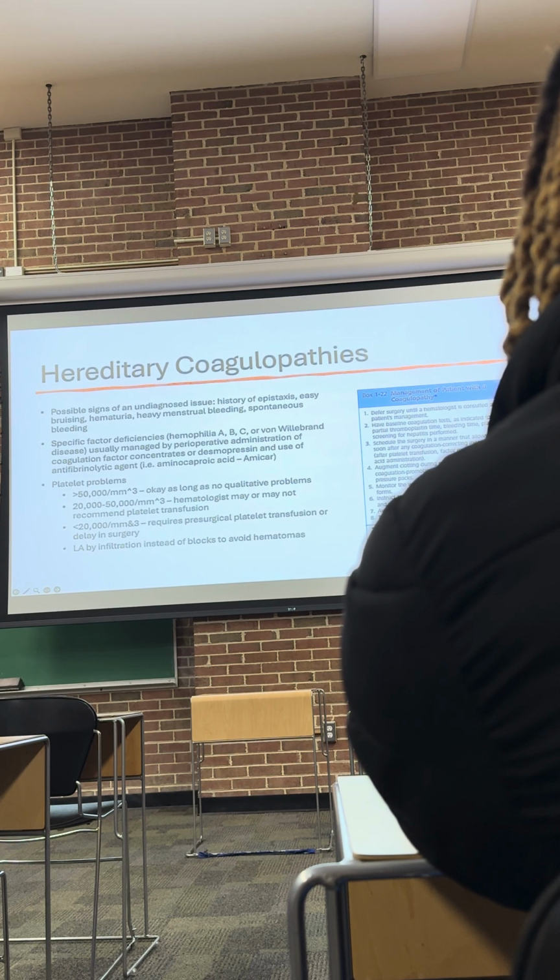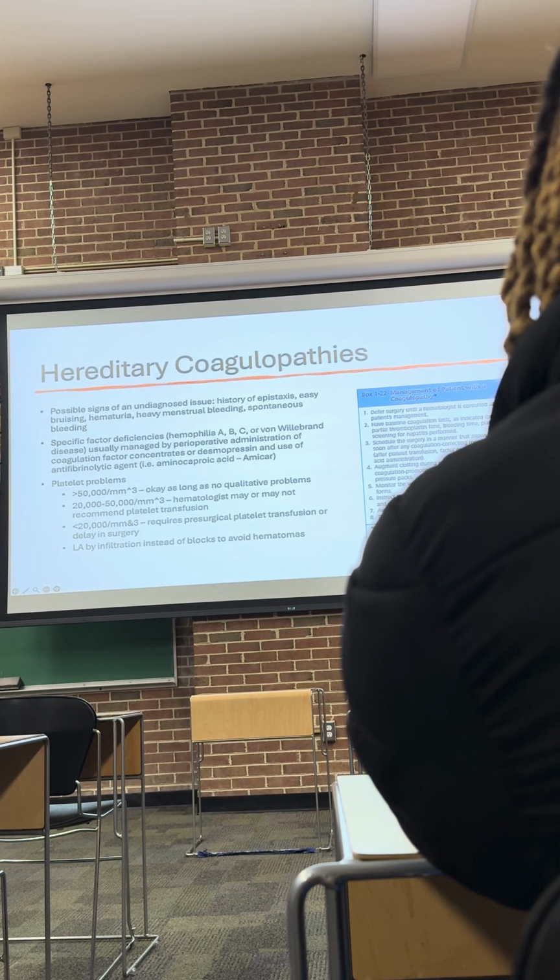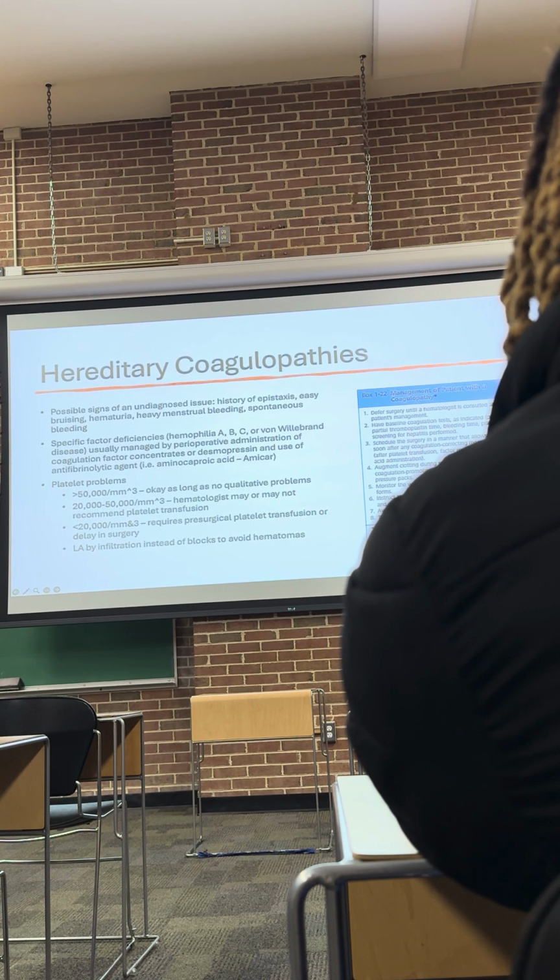So now going on to coagulopathies. We're talking about hereditary coagulopathies. There are various blood diseases that are inherited that people mostly know of because they've had to deal with them for the majority of their lives. Common signs are a history of nosebleeds, bruising easily, heavy menstrual bleeding, or bleeding spontaneously. They might not be forthright with you. Sometimes you do have to go further, asking open-ended questions that patients feel comfortable answering.